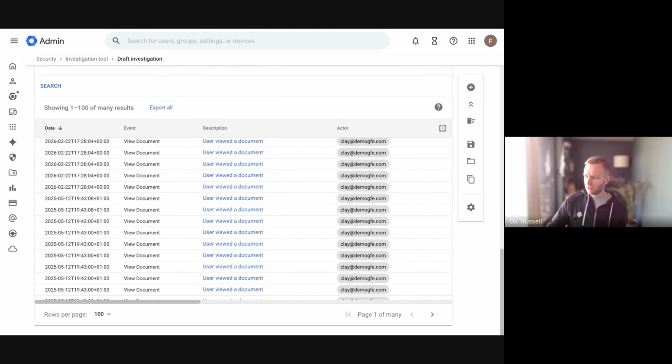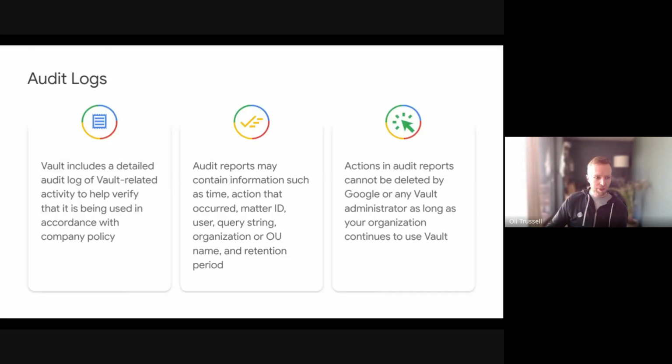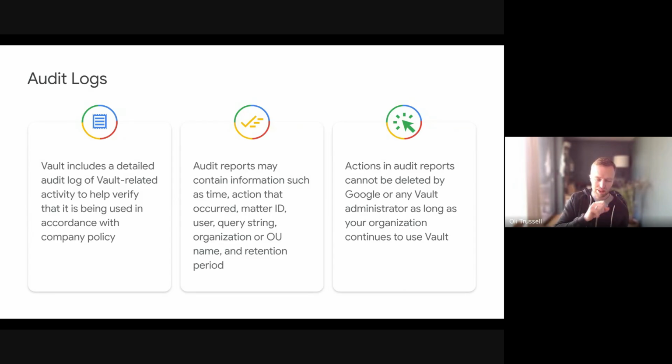So I think I've covered everything that I wanted to show in Google Vault. I'm going to jump back here to just recap some of these things. So obviously make sure that your Vault retention rules match any policies that you have, particularly public-facing policies on data retention. There is lots of information configured in the audit reports, and the actions in audit reports cannot be deleted by Google or Vault administrators as long as you continue to use Google Vault. So absolutely worth noticing that. So if somebody takes an action in Google Vault, that will be permanently logged in your records there as well.